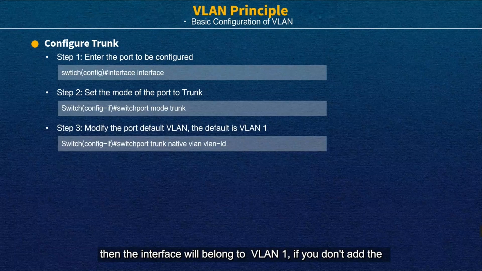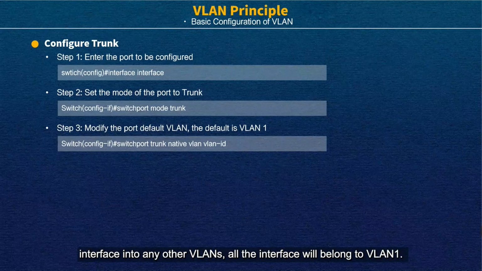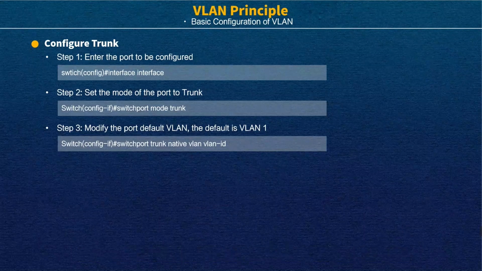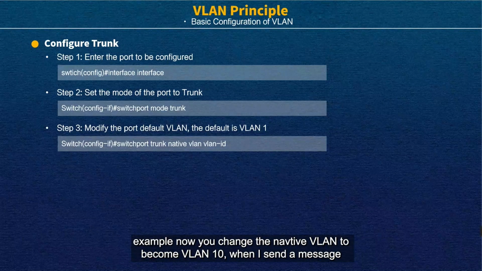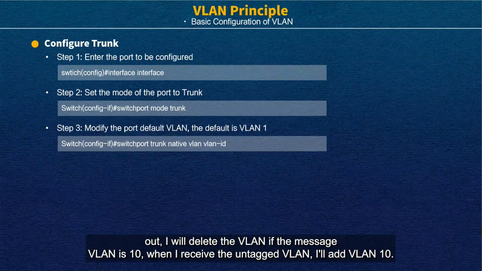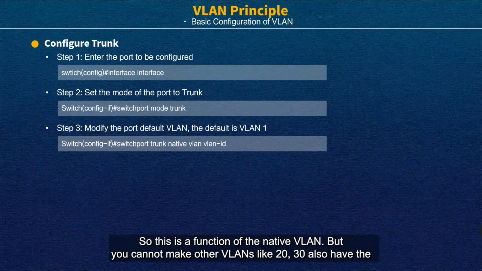If you don't add the interface into any VLAN on the switch, the interface will belong to VLAN 1. Okay, about the trunk, it is the same. But pay attention, the trunk native VLAN can only be one VLAN. For example, now you change the native VLAN to VLAN 10. When I send the message out, I will delete the VLAN tag if the message VLAN is 10. When we receive an untagged message, I will add VLAN 10.